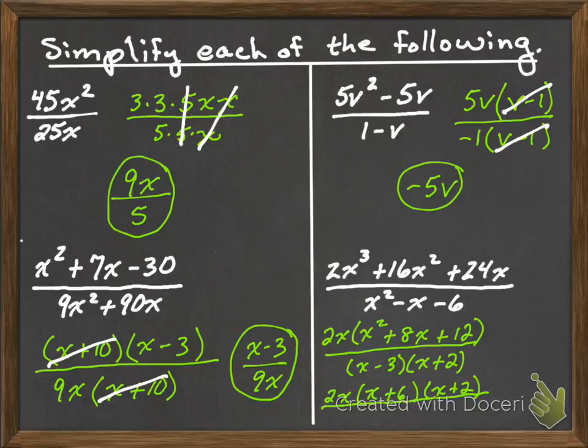And then we have our denominator of x minus 3 times x plus 2, and the x plus 2's will cancel out. x plus 6 will only cancel with another x plus 6. We don't have an x plus 6 down here, so we cannot cancel anything else. That is it. So therefore, 2x times x plus 6 over x minus 3, that is our reduced answer.